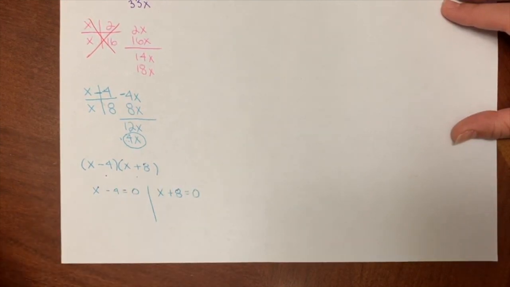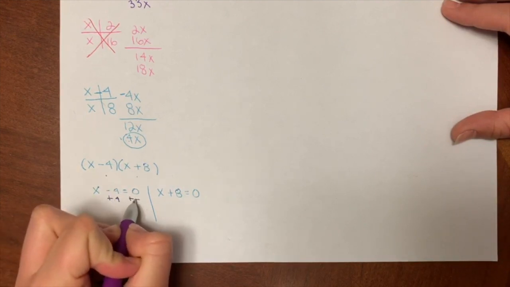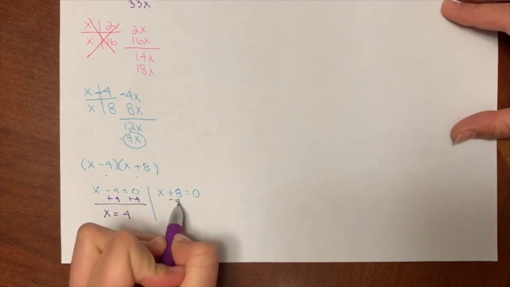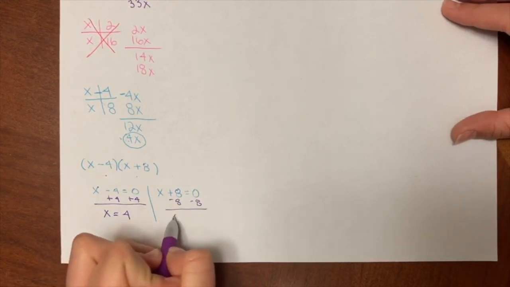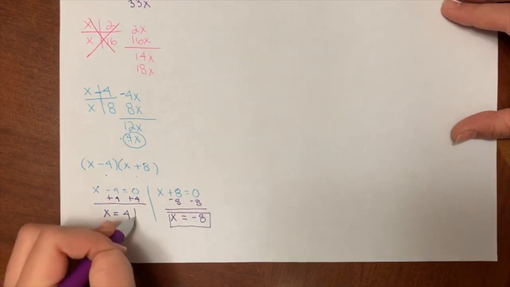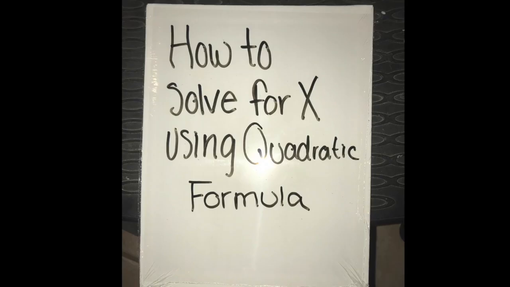Then to solve for them, on this one, you need to add 4 to both sides to get x by itself. So it's going to be x equals 4. And on this side, you need to subtract 8 from both sides to get x by itself, which is going to be x equals -8. So these are your solutions. And that is how you solve for x using t-charts.